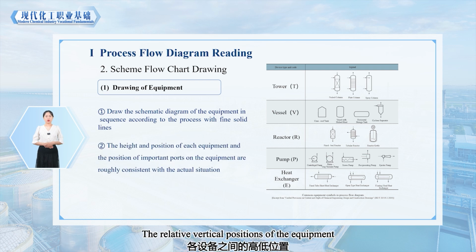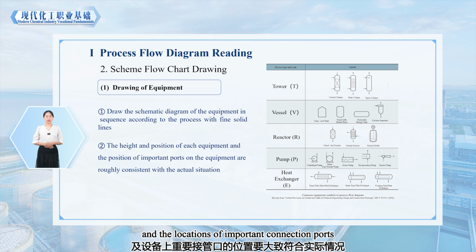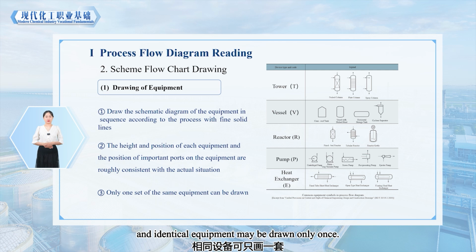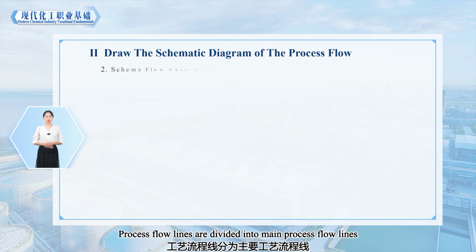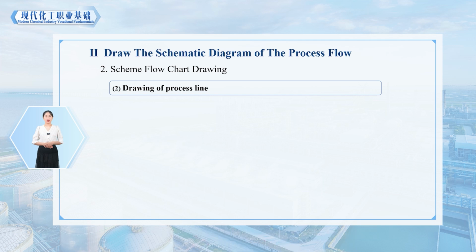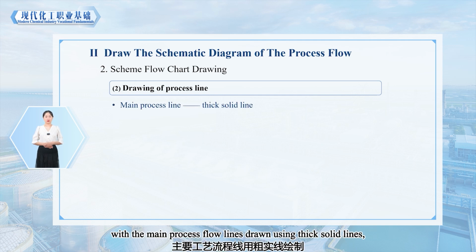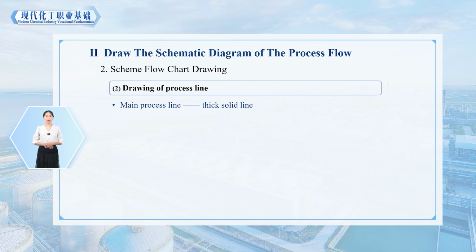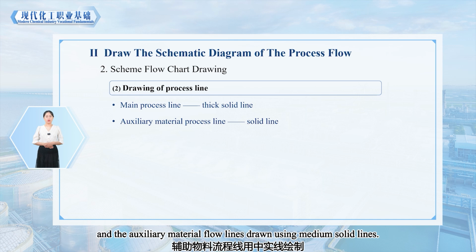The relative vertical positions of the equipment and the locations of important connection ports on the equipment should roughly conform to reality. An identical equipment may be drawn only once. Process flow lines are divided into main process flow lines and auxiliary material flow lines, with the main process flow lines drawn using thick, solid lines, and the auxiliary material flow lines drawn using medium solid lines.